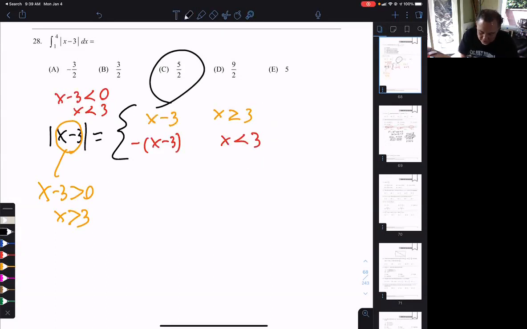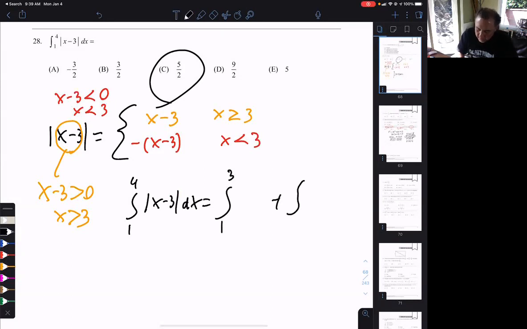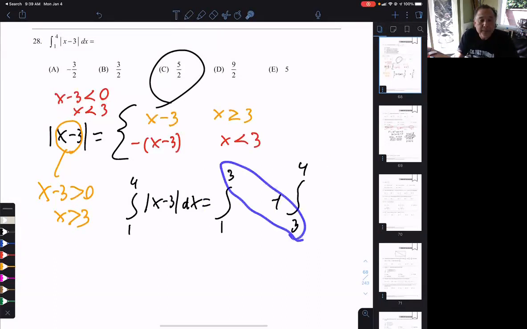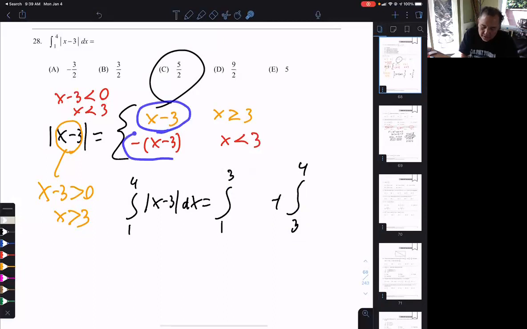So I'm going to change this integral, and I'm going to go from 1 to 3, and then from 3 to 4, because I'm going 1 to 4. So I can break it up into two parts. Why do I change at 3? Because at 3, the function changes from x minus 3 to the opposite of x minus 3.